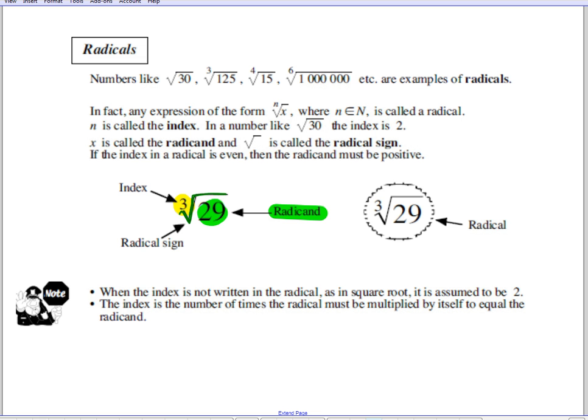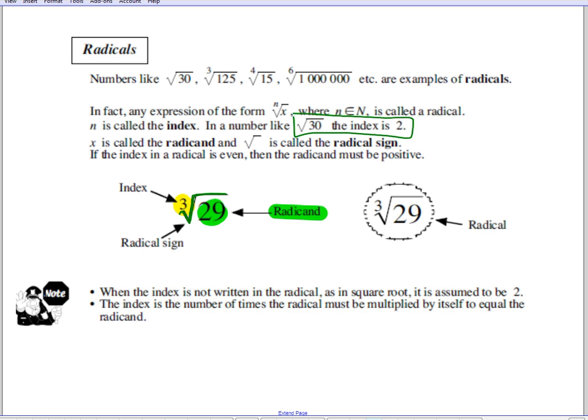Okay? So if you do not see the index, like root 30, the index is 2. Because we're lazy as mathematicians. If there's no little 2, we assume it's a 2. Because that's the most commonly used, square roots. So if we don't see the index, it's a 2 automatically.